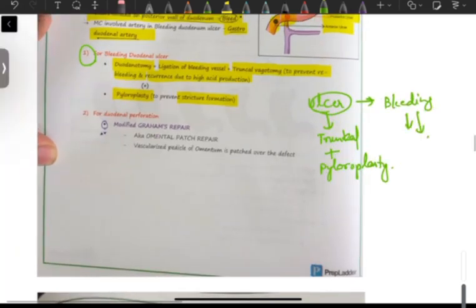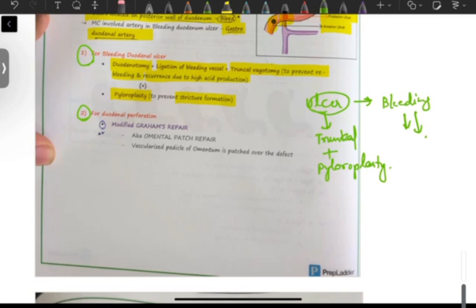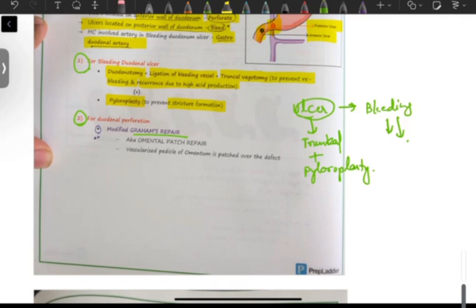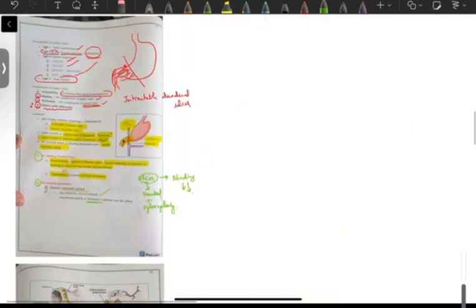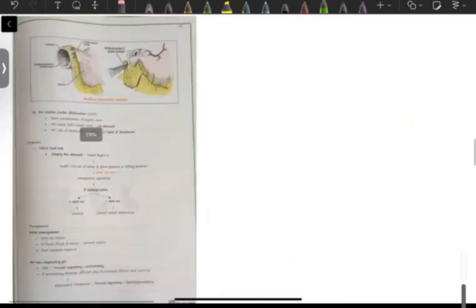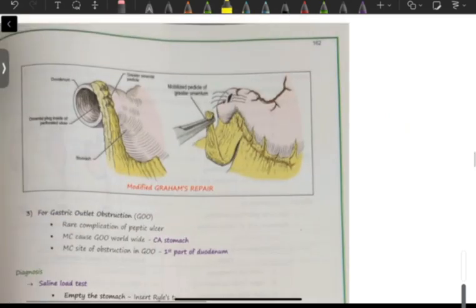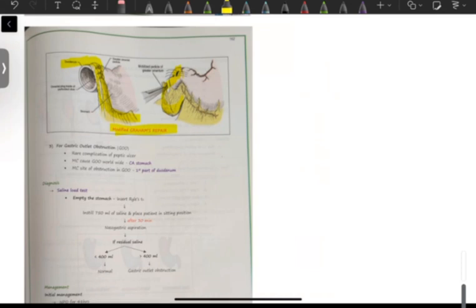Okay. So if there is a duodenal perforation, what will we do? We'll go for modified Graham's repair, in which we'll open the abdomen, take some part of the omentum and patch it. So that is called omental patch repair. Okay, this is done in case of duodenal perforation. Here there is a duodenum and there is a perforation opening. So we are taking a patch of omentum and we are suturing it here. This is known as modified Graham's repair, which is done for duodenal perforation.